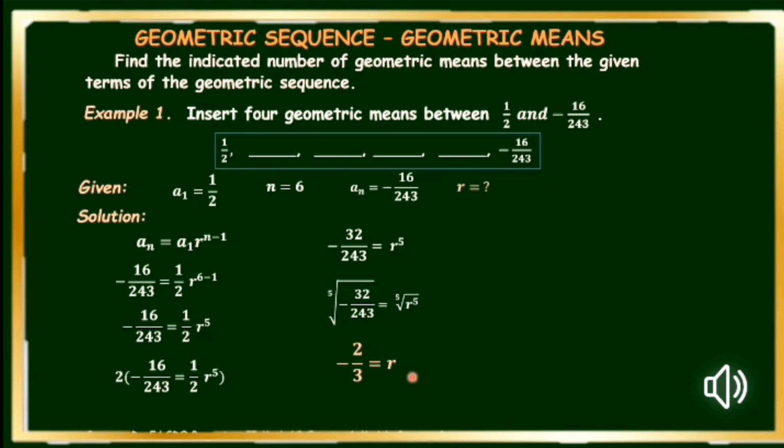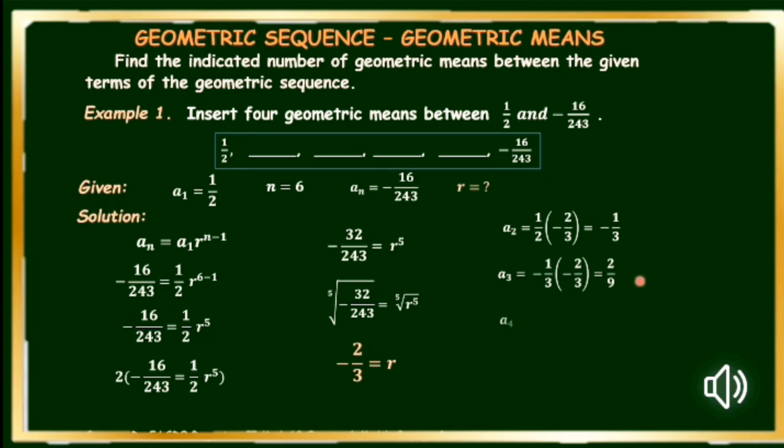And since we now know the common ratio, we just multiply this common ratio with the first term to get the second term. So a sub 2 equals the first term 1/2 times r, -2/3. That simplifies to -1/3. To find the next term, we do the same thing. We multiply this second term, -1/3, by the value of r. So this is equal to 1 times 2, 2, and 3 times 3, 9. Negative times negative is positive.